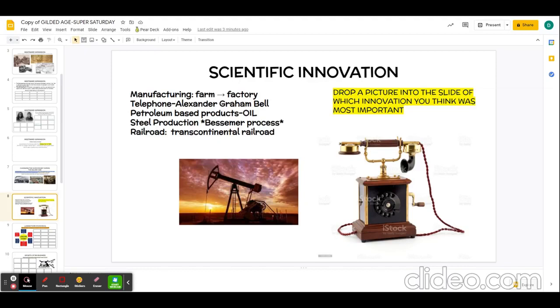For the Gilded Age, know that oil, steel, and the railroads were our three dominating industries in the American economy. Steel was used to build the railroad lines and to build buildings in the cities. And this picture was just a question of which one do you think was most important? What I saw most from students was the telephone and oil.